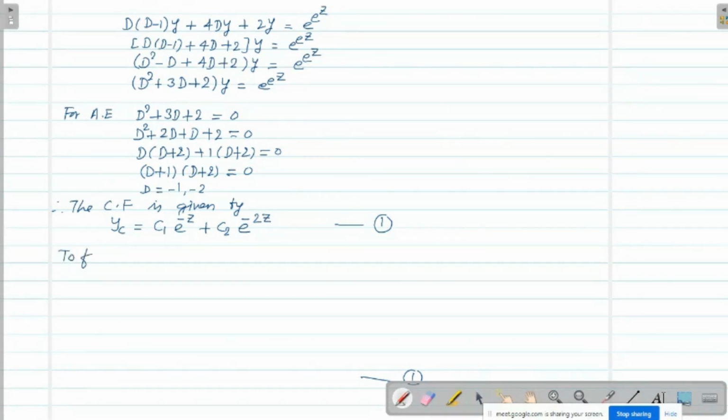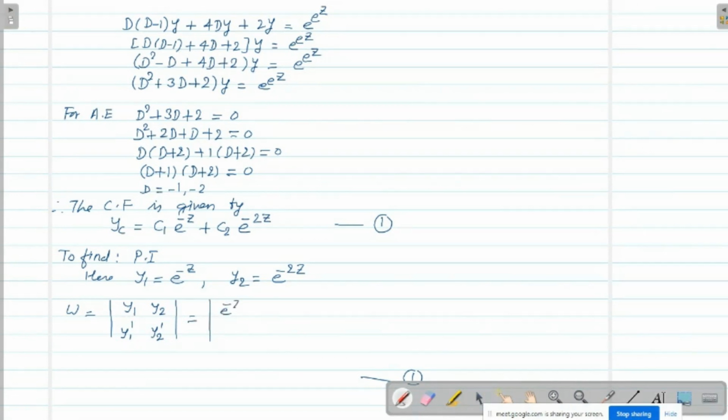To find the particular integral, PI. Here y1 is e raised to minus z, and y2 is e raised to minus 2z. So find out the function W of z, or you can just write W. W equal to the determinant of y1, y2, y1 dash, y2 dash. This equals y1 is e raised to minus z, y2 is e raised to minus 2z, and y1 dash is minus e raised to minus z, y2 dash is minus 2 e raised to minus 2z.